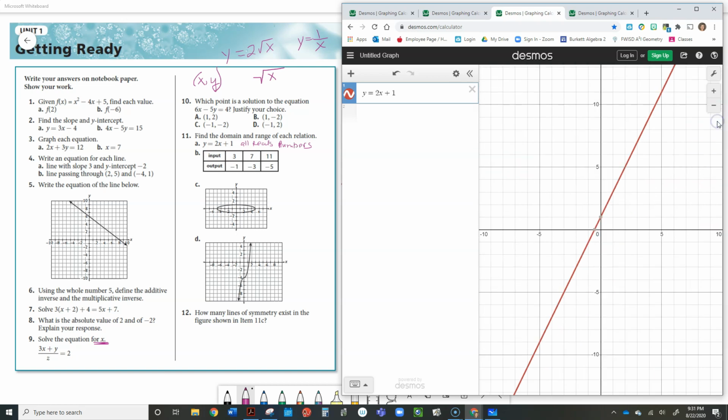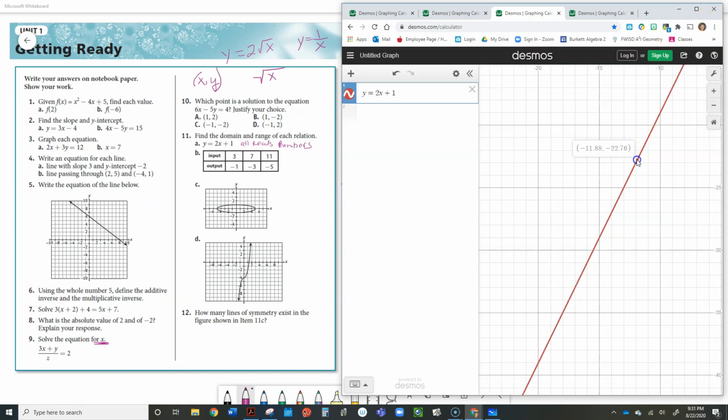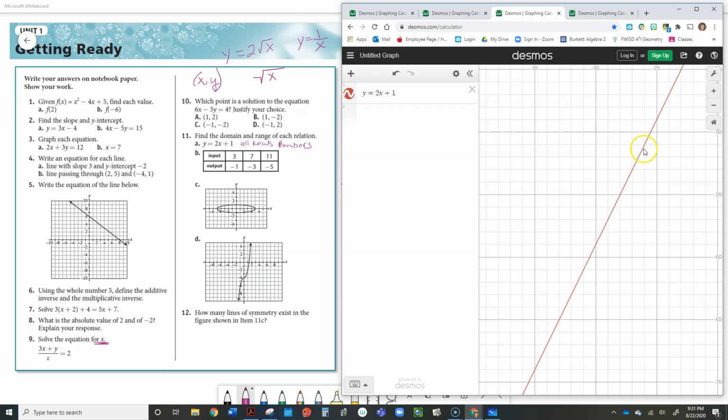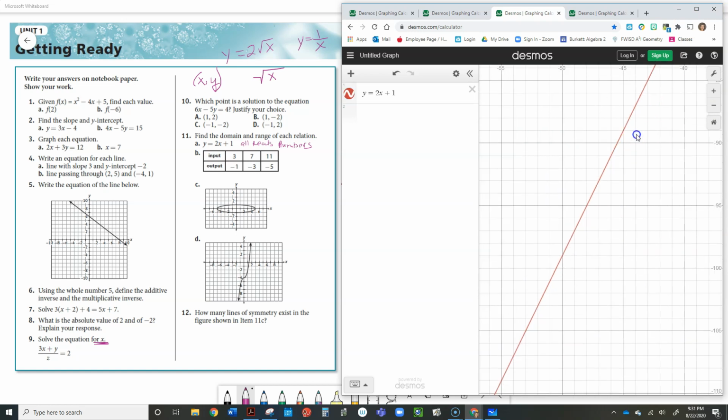Well, what about on the other end? What if I'd gone this way? Now they're going negative, and they just keep going negative. Negative 15, negative 19, negative 20, negative 30, negative 40. So they're just going to keep getting negative. That's a good way to show that x values are going to keep going.